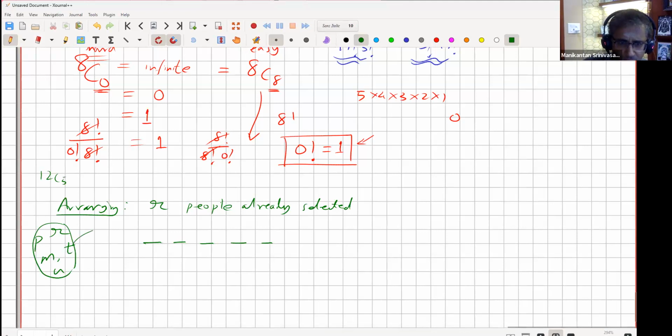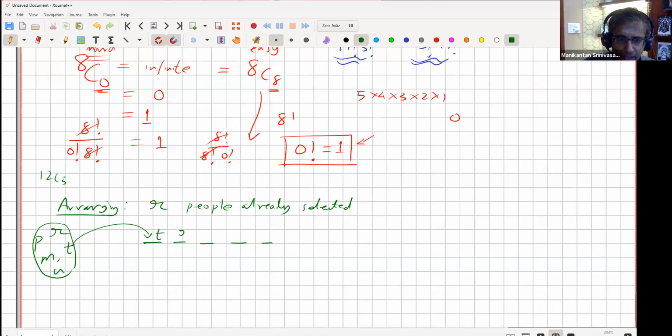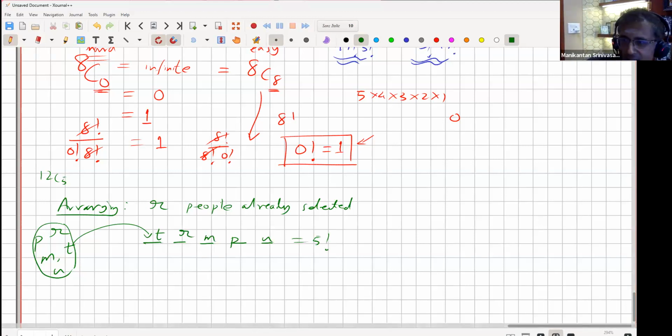So you can call anyone to occupy the first spot. Yeah, I would say it's 5 factorial. 5 factorial, right? So you can put anyone here, anyone here, anyone here, anyone here, and anyone here. So arranging is much simpler. It's just simply multiplying by 5 factorial.